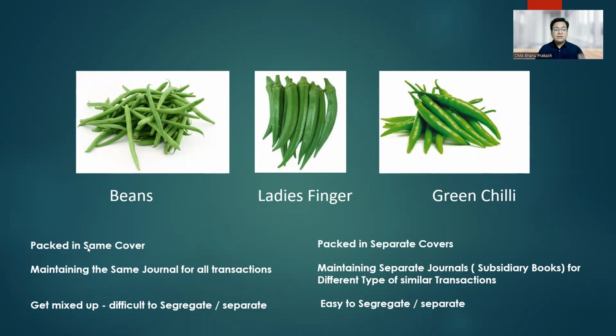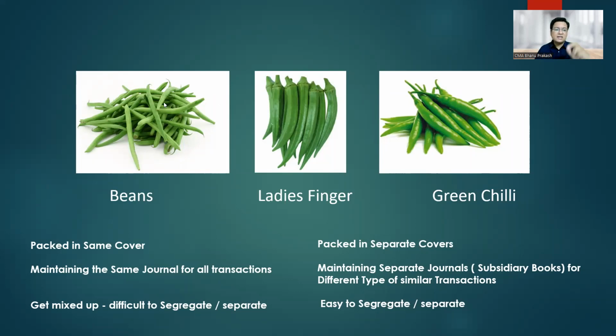Now, in this example, packing all of this in one single cover is exactly like maintaining one single journal for all the transactions. All transactions kept in one single journal, all vegetables kept in one single cover. What happens because of that? It will be difficult to segregate those transactions and post them in the ledger account. It will be a difficult task. Instead of that, packing them in separate covers is like maintaining separate journals, which are known as subsidiary books for different types of similar transactions. Beans, they all look alike, so keep a separate cover for that. Lady's finger, they all look alike, that is one single vegetable, so keep a separate cover for that. Green chili, another vegetable type, keep a separate cover for that.